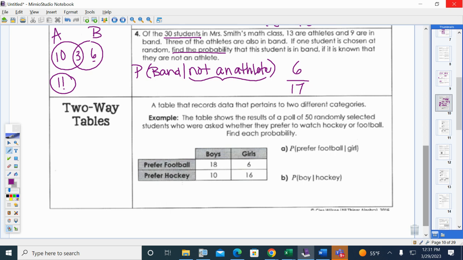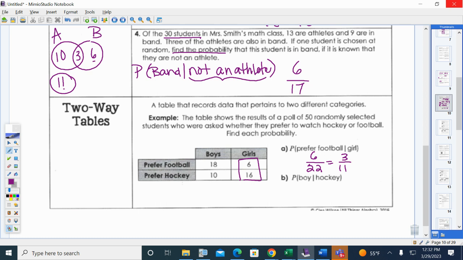So my denominator is just the girls. So I'm looking at just these numbers here. 6 plus 16 is 22. That is your denominator. 22 is your denominator because, again, that's just the girls. Of those 22, how many prefer football? Well, that's going to be 6 out of the 22, which will reduce to 3 11ths.